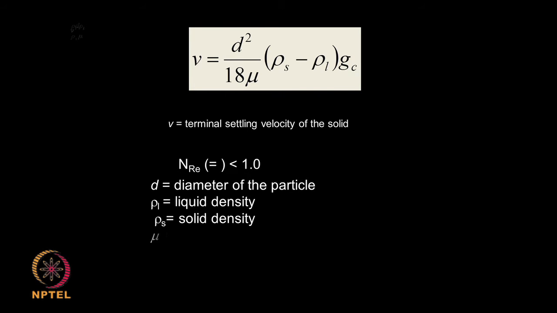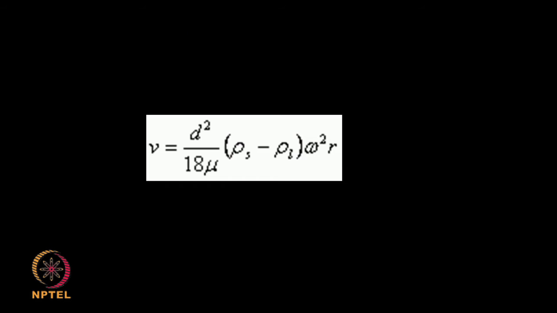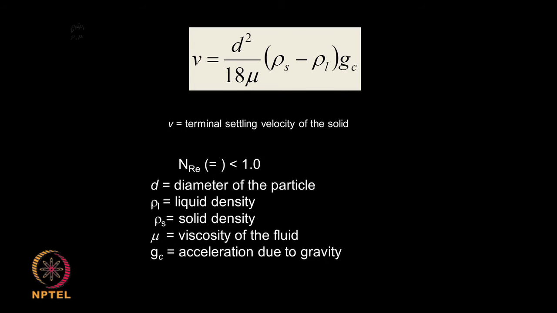How do you calculate the Reynolds number? You all may know the equation: Reynolds number is equal to d, the diameter of the particle, times u, the velocity at which the particle is moving, times rho, the liquid density, divided by mu, the viscosity of the liquid.